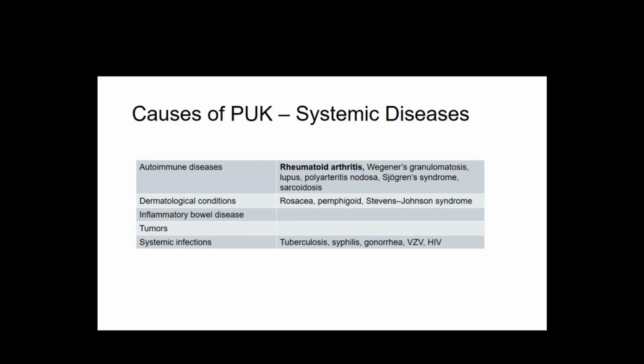So, as I said, from systemic conditions, rheumatoid arthritis is the most common one, but also other systemic autoimmune diseases like Wegener's granulomatosis, lupus, and polyarteritis nodosa may also lead to this corneal thinning and ulceration. And skin conditions and rosacea, of course, may lead to vascularization of the lower part, and also some lesions, but normally also not melting.